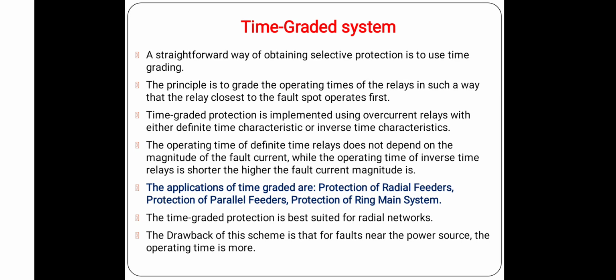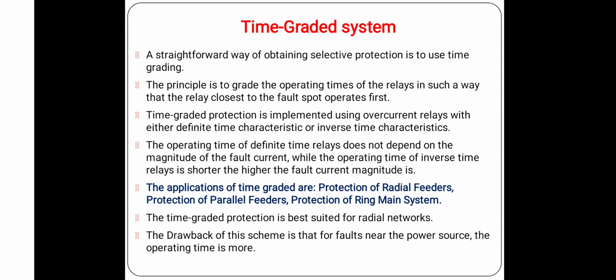If I am talking in a very straightforward way, then we will say that the way to obtain selective protection is to use time grading. The principle is to grade the operating times of the relays in such a way that the relay closest to the fault spot operates first. Time graded protection is implemented using overcurrent relays with either definite time characteristics or inverse time characteristics. Moreover, the operating time of a definite time relay does not depend on the magnitude of the fault current, while the operating time of an inverse time relay is shorter the higher the fault current magnitude.